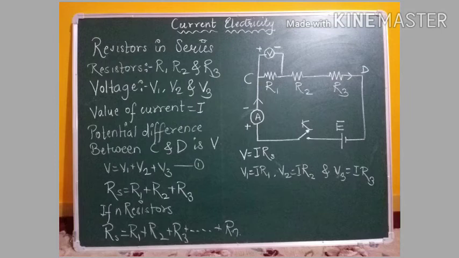Series means what? You can see ends of the three resistors are connected so that they can follow one after the other in a single line. You can see in the image R1, R2 and R3 are connected in a single line. In such arrangement, the same current flows through each resistor. That is, the current can flow through R1 and R2 and R3. The same current will be flowing.